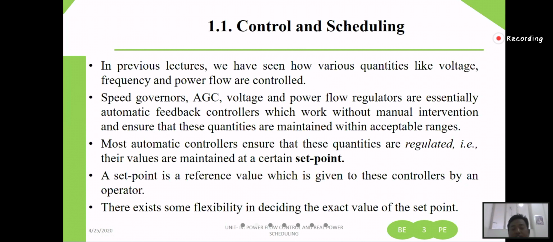First, let's see what is meant by scheduling, control and scheduling. In our previous lecture we saw how to control various quantities like voltage, frequency and power flow in a power system network. For frequency control we use, for example, the speed governor and AGC, and for voltage and power flow we use regulators. Normally we call these automatic feedback controllers, which work without manual intervention. Essentially the speed governor, AGC, and voltage and power flow regulators are automatic feedback controllers, right?